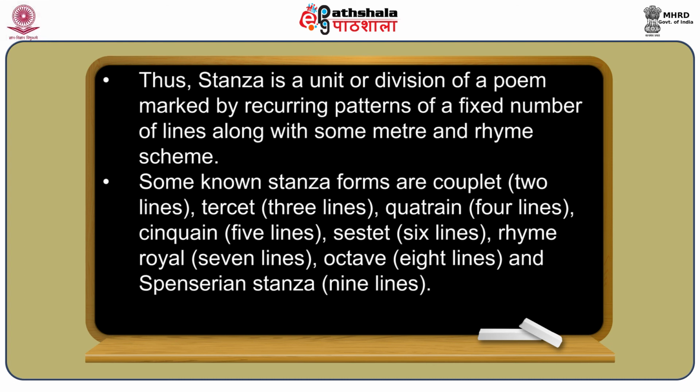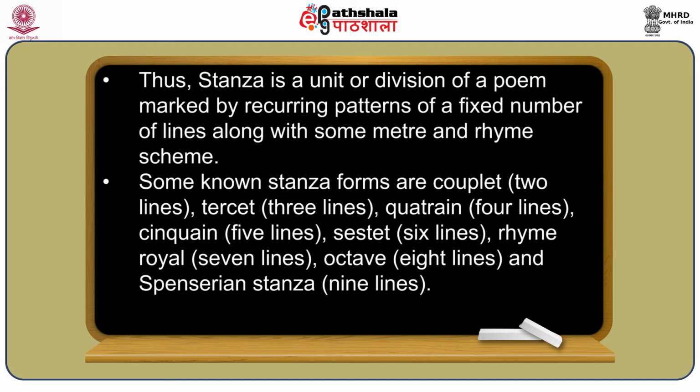So different numbers of lines that constitute a stanza have different names. A 4-line stanza that we just saw is called a quatrain. A 2-line configuration is called a couplet. A 3-line configuration is called a tercet. 4 lines, quatrain; 5 lines, cinquain; 6 lines, sestet; 7 lines, rhyme royal; 8 lines, octave; and 9 lines, Spenserian stanza. So different configurations have different stanzas, and all of them have specific patterns of rhymes.